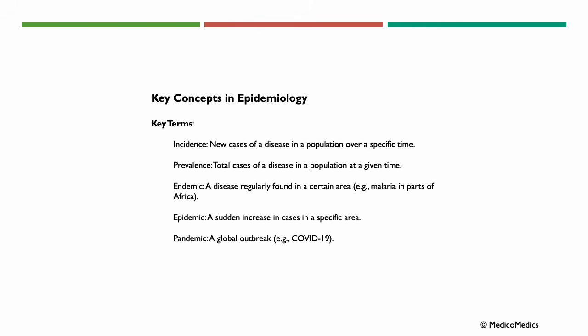Now, some key terms include incidence. This is new cases of a disease in a population over a specific time. Prevalence, total cases of a disease in a population at a given time. Endemic, a disease regularly found in a certain area. For example, malaria in parts of Africa. Epidemic, a sudden increase in cases in a specific area. And then pandemic, a global outbreak, like the recent COVID-19.